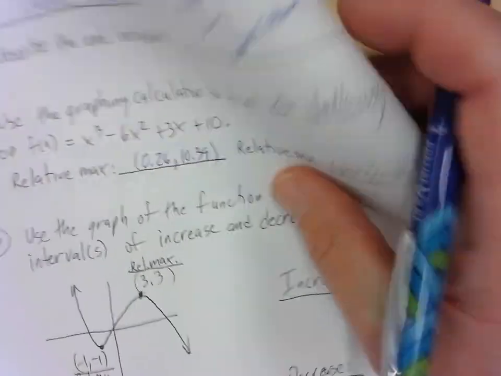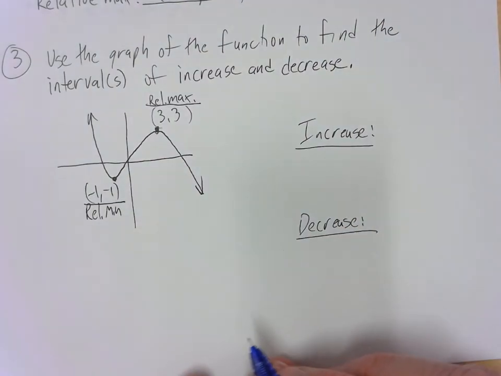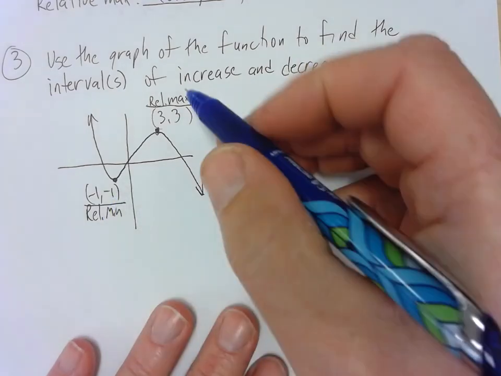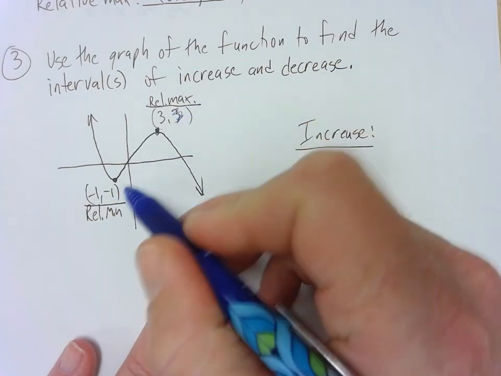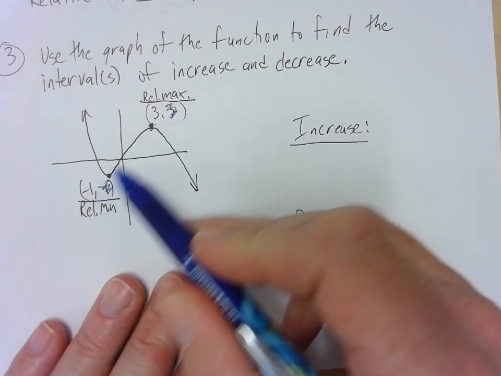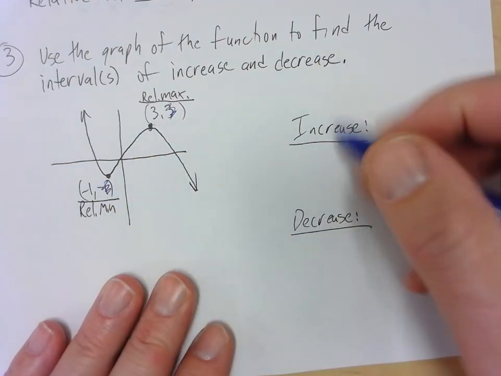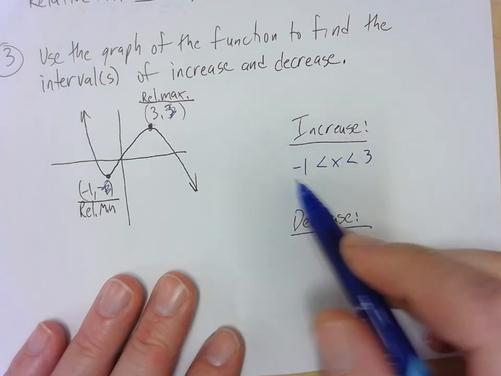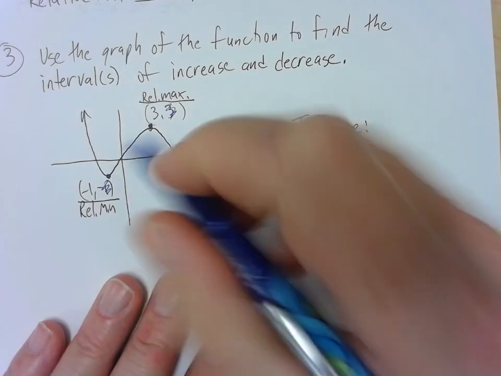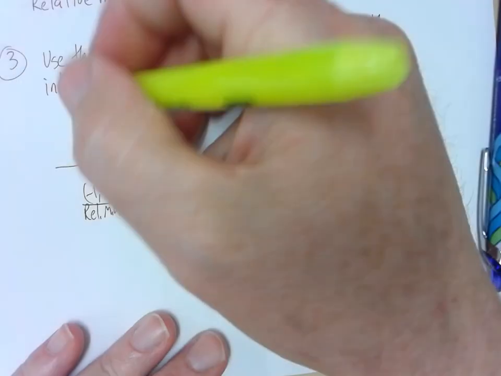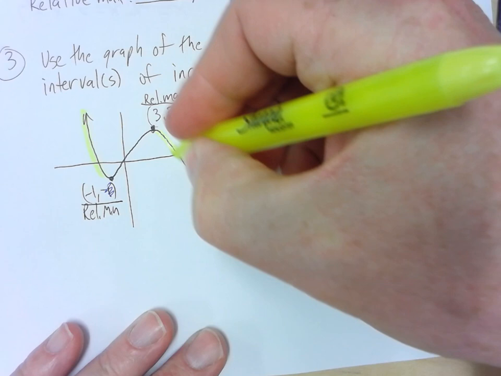All right, so we're going to do interval of increase and decrease. It's decreasing, and we relate that to the x value. So the first thing I'm going to do is I'm going to cross out the y values. So in between x is negative 1 and 3, that's when it's going up. So between negative 1 and 3, that's the way we write in between, it's going up, so it's increasing on this interval and decreasing on the other two intervals. So it's decreasing here, decreasing here.